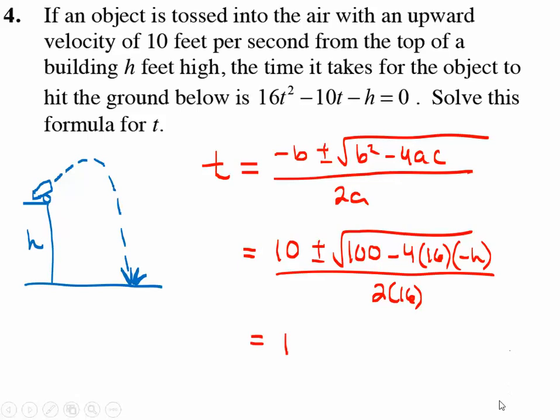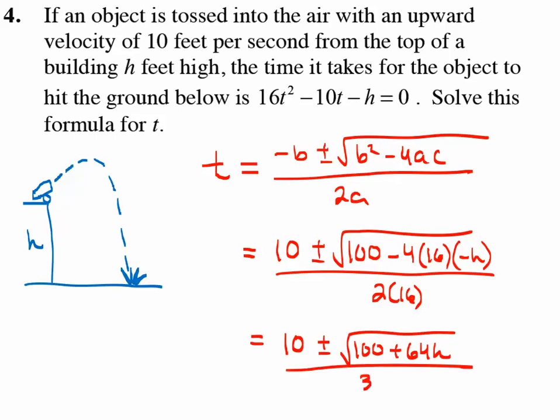All right, simplifying the stuff inside the radical. We've got 100, but now we've got plus 64h over 32. All right, here's our little problem here. I don't think we've done something like this before. Is there a perfect square that goes into 100 as well as 64? That's our question, because you can't put the h and the 100 together. They don't come together. So what perfect square goes into 100 and also goes into 64?